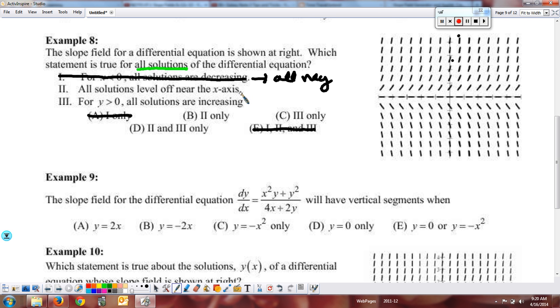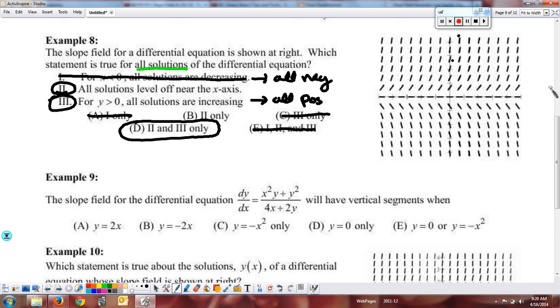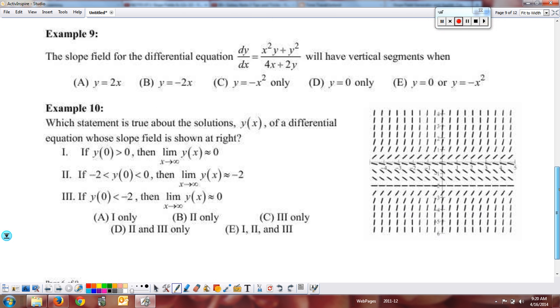All solutions level off near the x-axis. You see that you have this little horizontal line indicated, which is an indication of asymptotic behavior. So, yep, I would say 2, we're okay. For y greater than 0, okay, so above, we want all solutions are increasing, which would mean all slopes are positive. So I look above here and I say, were all my slopes positive above? Yes. So that one is going to work, and so my final answer is going to be 2 and 3 only. All right, and so another example that you might see on your AP.